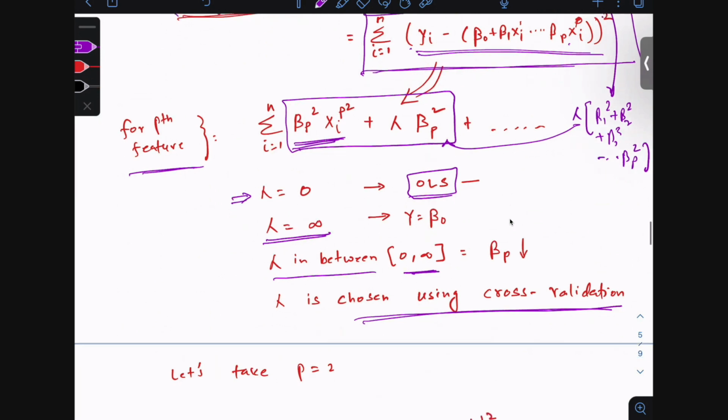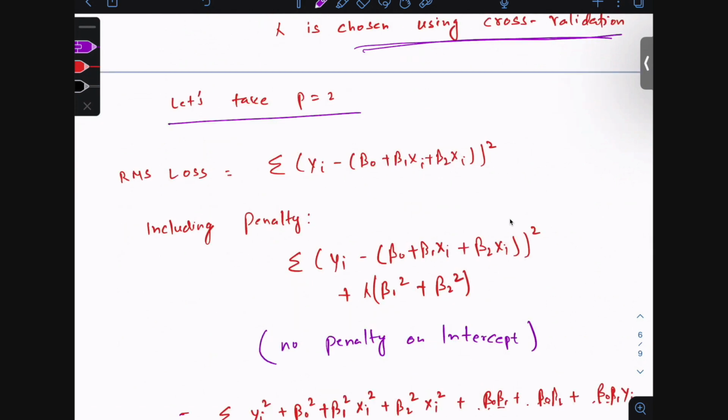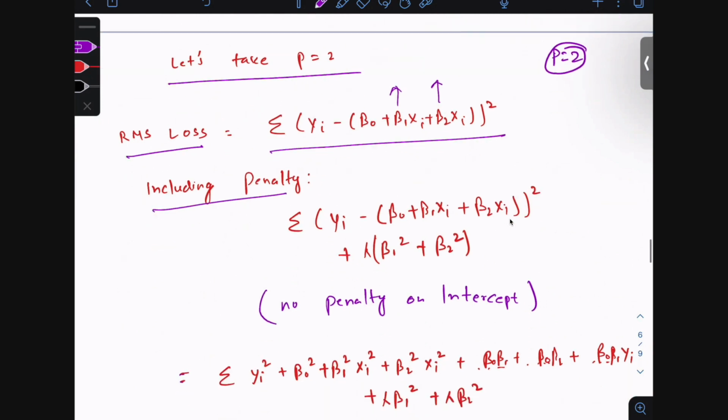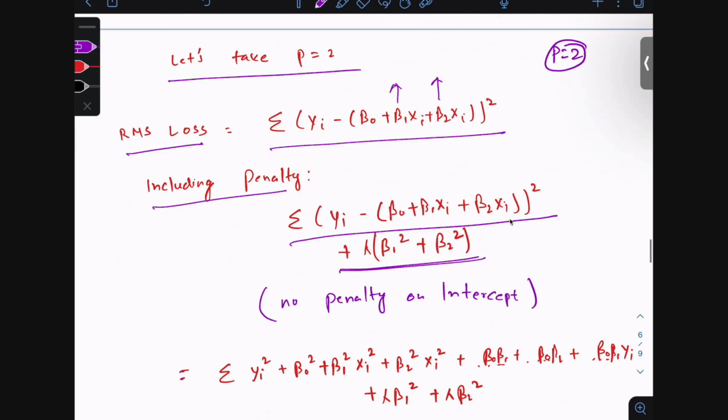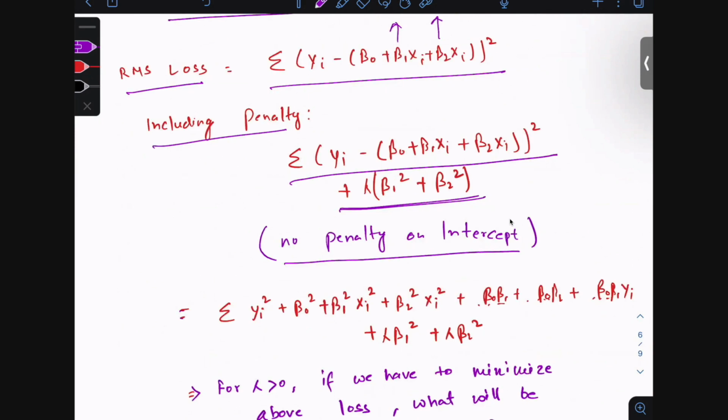Let's take the example of p is equal to 2, just to understand. We should only have two features, and the model coefficient parameters are beta 1 and beta 2. So my p is set to 2 now here, right? Under that condition, what will be my RSS loss? My RSS loss is this, no problem. Including the penalty, what will be the loss? This is my standard RSS loss. This is the penalty. Penalty will be lambda times beta 1 square plus beta 2 square, correct? No penalty on the intercept. If you notice, we are not including this beta naught term. Friends, I keep telling you this beta naught term, there is no penalty on that, okay? If we expand this particular thing, our initial MSE loss, right?